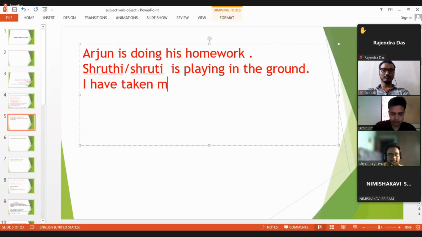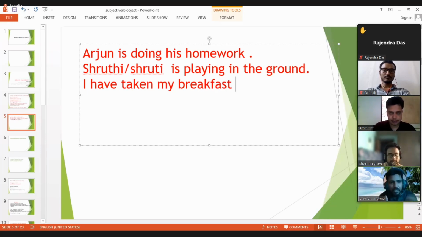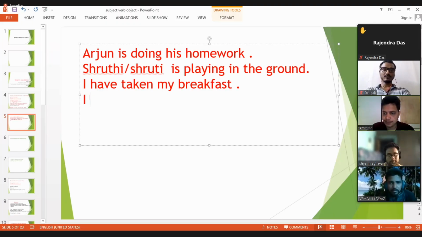Sir, Vijay was playing shuttle daily. No, that's wrong. It's Vijay plays, not Vijay play. Okay. Sir, I wrote one sentence: I'm planning to go office every day. I'm planning to go. No, I go to office.